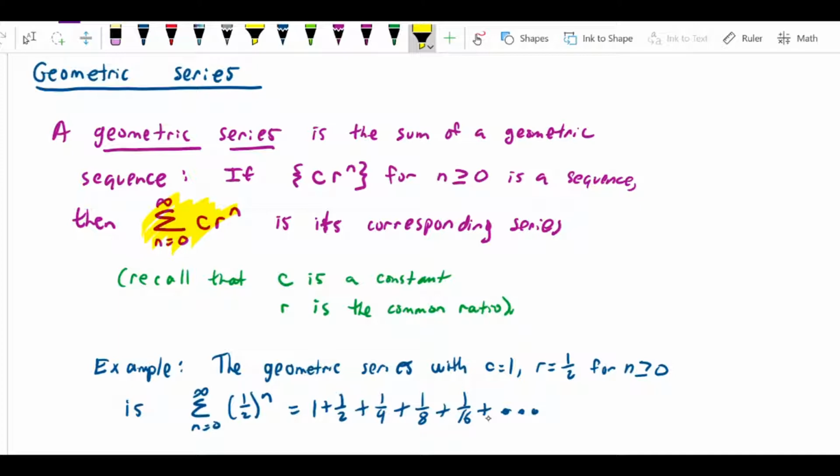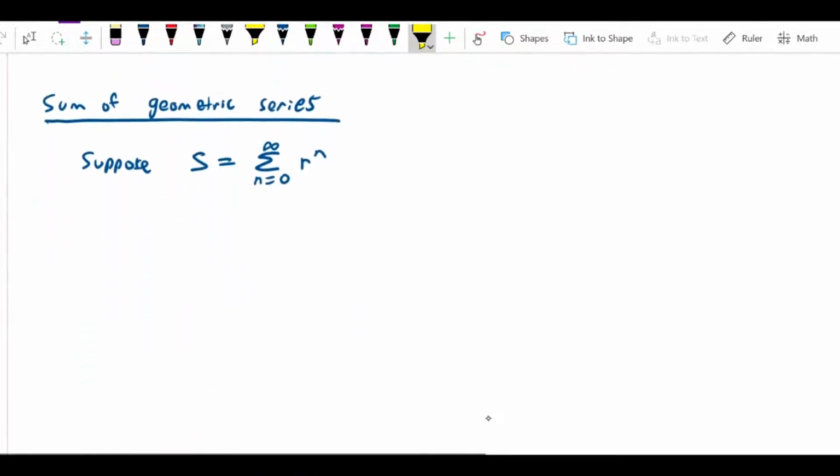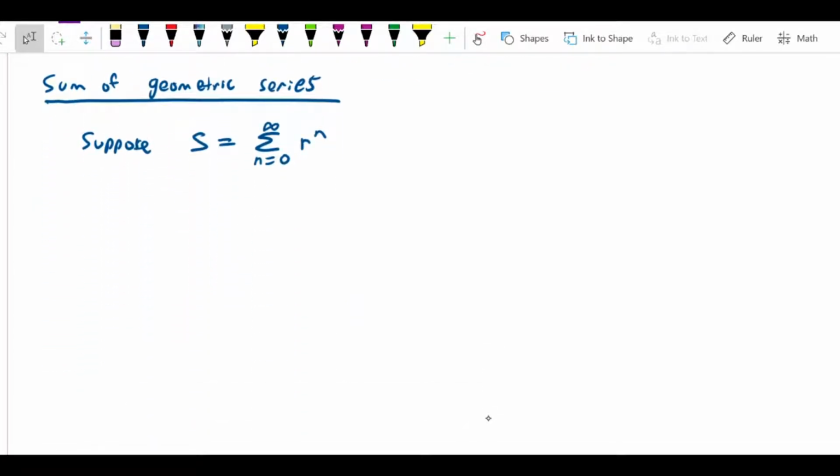Now, one of the reasons the geometric series is an important series is that we can understand very clearly when the series converges and when it doesn't, and also there's a very nice formula for the sum of a convergent geometric series. So what we want to do is find the sum of a geometric series using the definition of the sum of a series. In other words, we're going to do this as the limit of the sequence of partial sums.